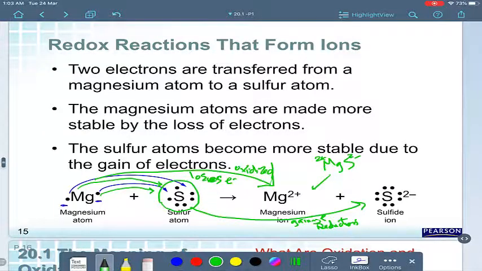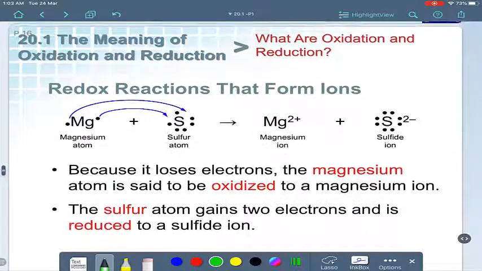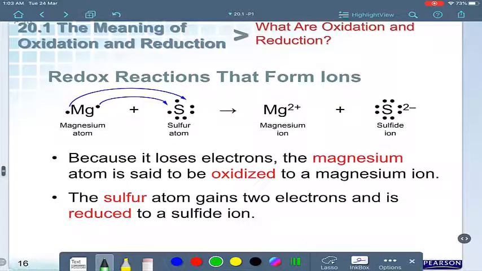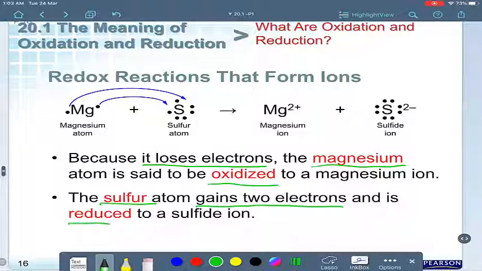You understand? So the process here is magnesium is oxidized, because it loses a pair of electrons to sulfur, and sulfur gains these 2 electrons and is reduced, changing into sulfide. No oxygen here, no hydrogen here, but this reaction is a redox reaction.